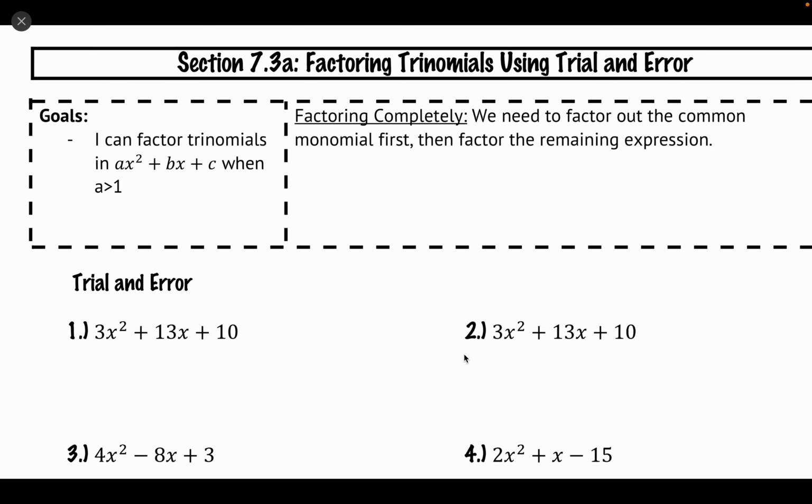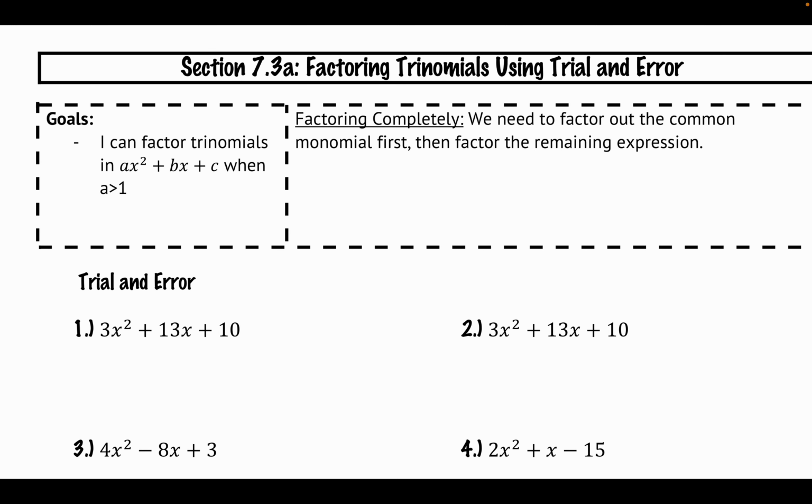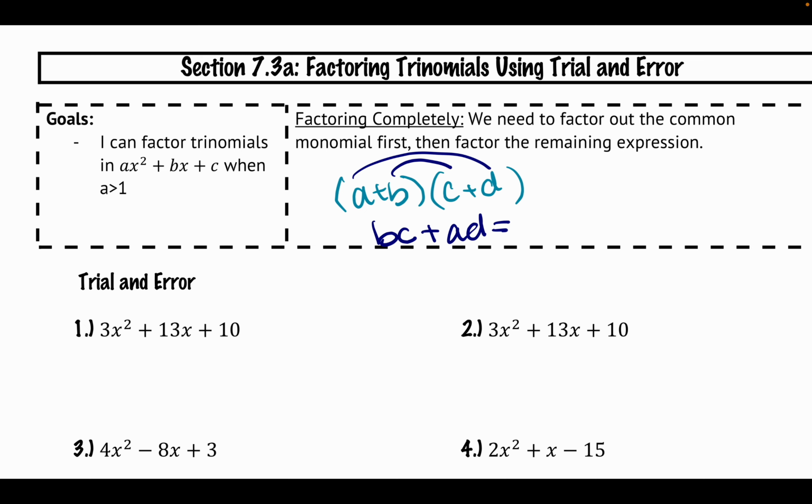So this is section 7.3, factoring trinomials using trial and error. I also call this guess and check because we're basically guessing where our factors go and then checking by FOILing out. So when we are going to FOIL, if we have our terms like this, a plus b and c plus d, we are going to only FOIL the first two and the last two. So we'll get bc, ad, and we're going to check that against our bx term and make sure it's the same.